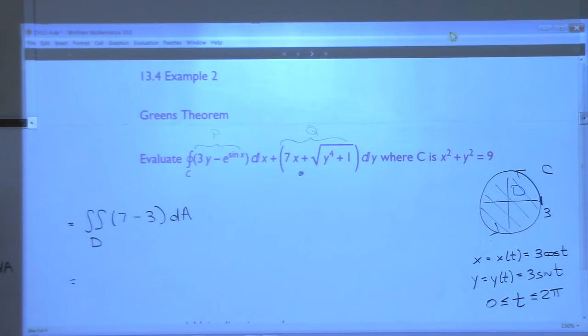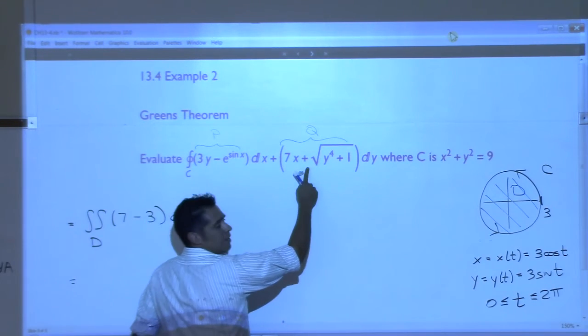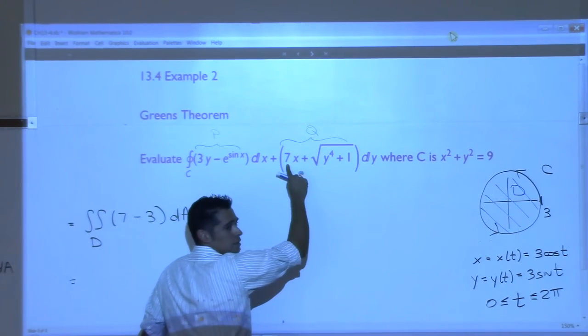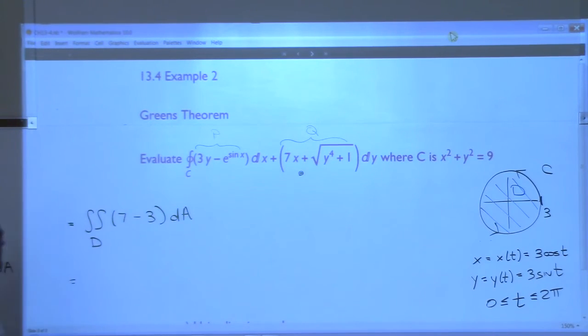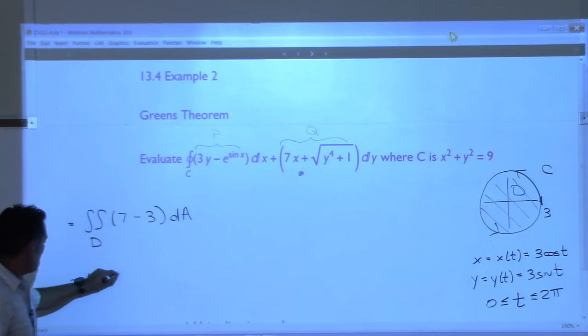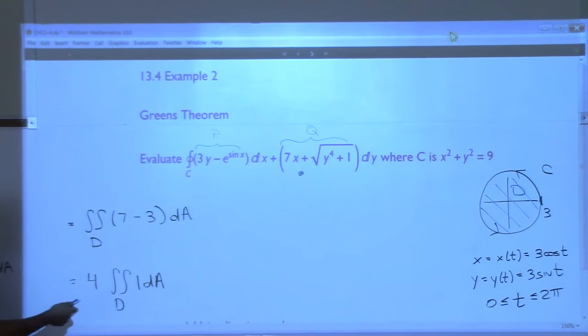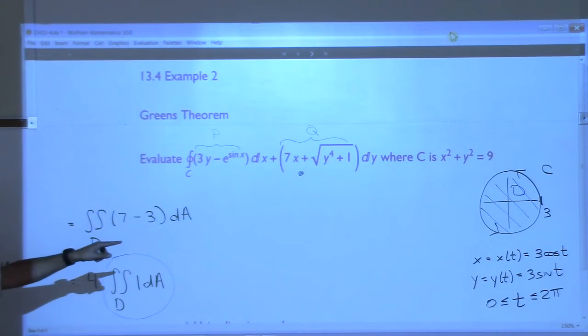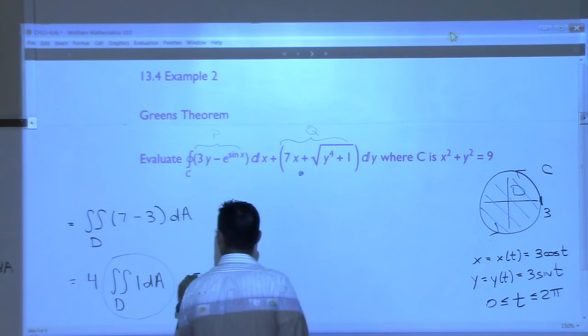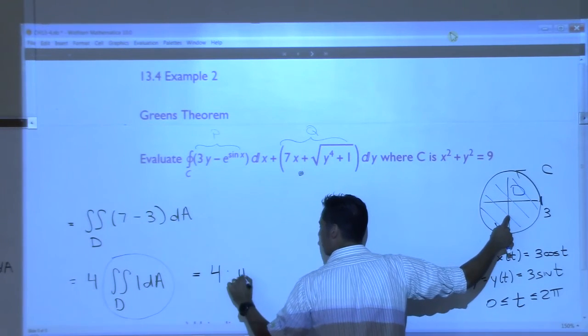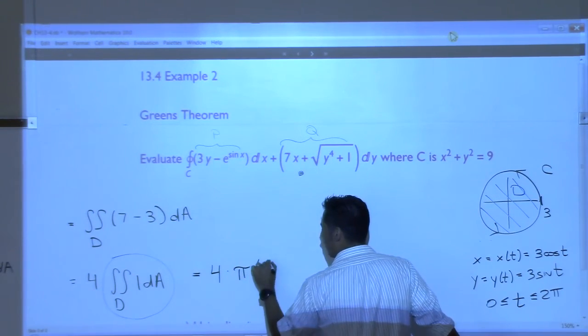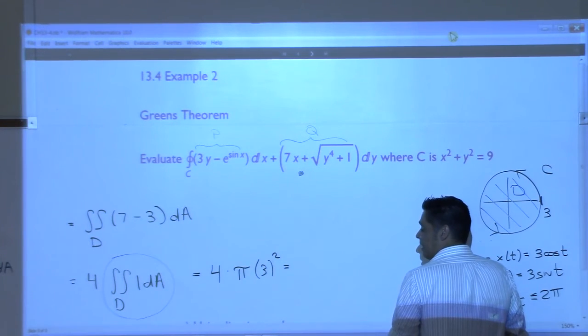Wait. Sorry, I'm just confused how you got 7 and 3 real quick. Okay, I'm using this formula, right? So the partial of Q with respect to x, this is all y's, it's gone, 7. Got it. And then this one with respect to y, 3. Got it. So this is just 4, I'm going to pull it out of the double integral over D of 1 dA. And again, that's just the area of D, which we should know by just looking at that. The area of that circle is pi r squared, right? So this is 4 times pi times, what's the radius this time? 3, so 3 squared, which is 36 pi.